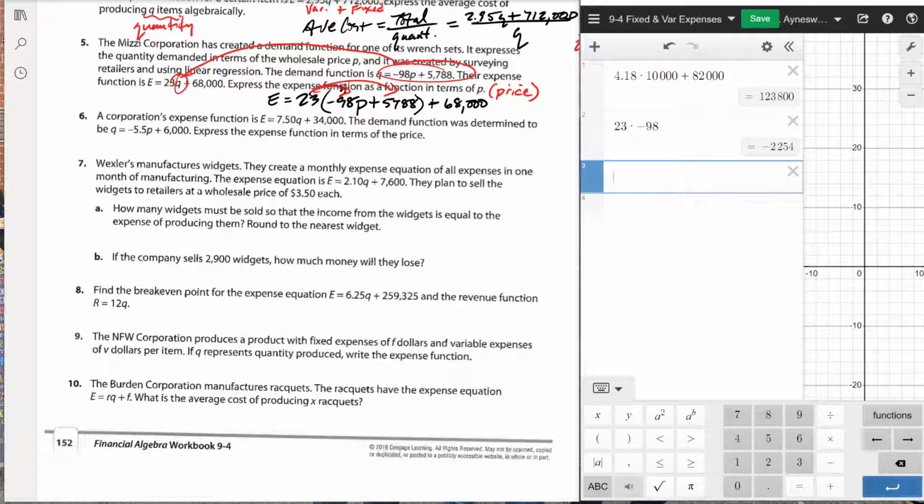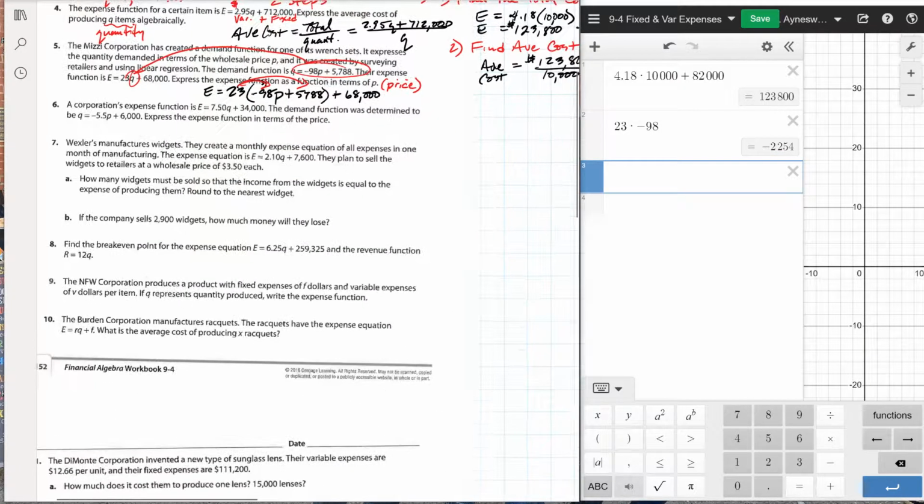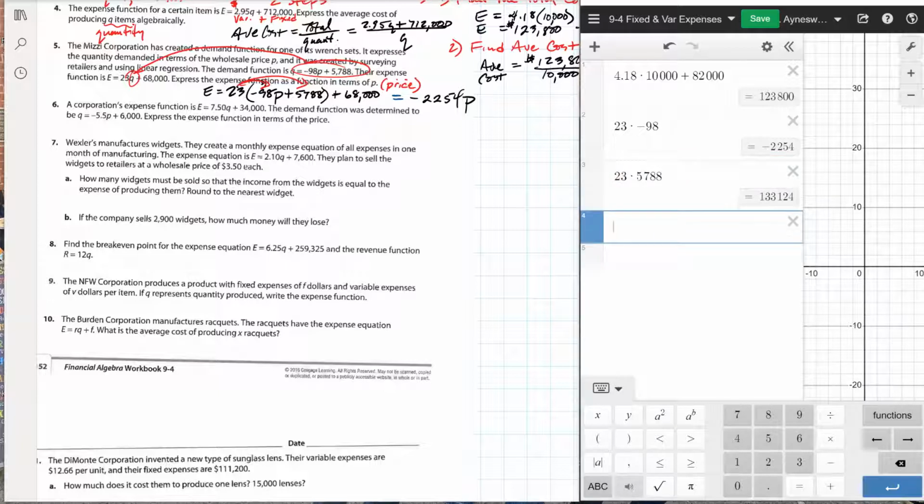So here we go. So you get negative 2,254, and then I've got to take 23 times 5,788. All right, so let's do that. So 23 times 5,788. Okay, and then 133,124. All right, plus this constant hanging around, which is 68,000.